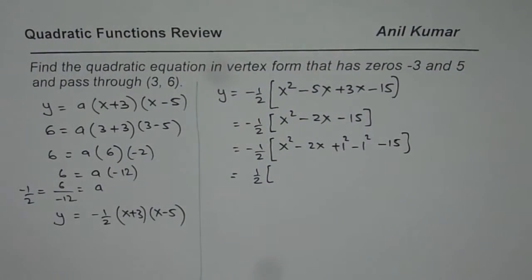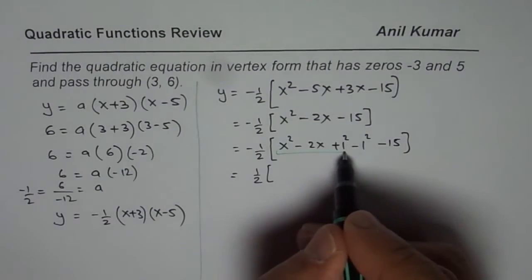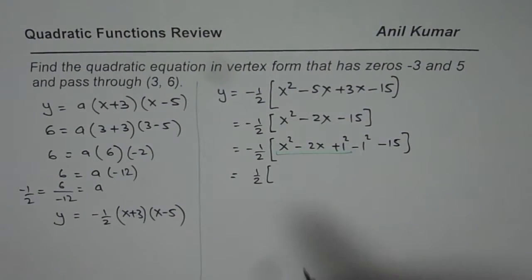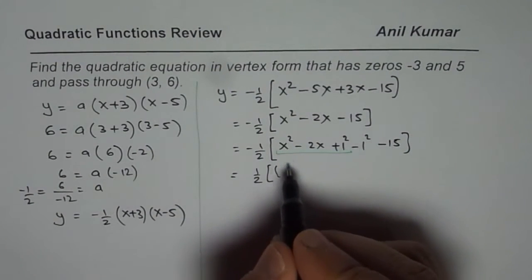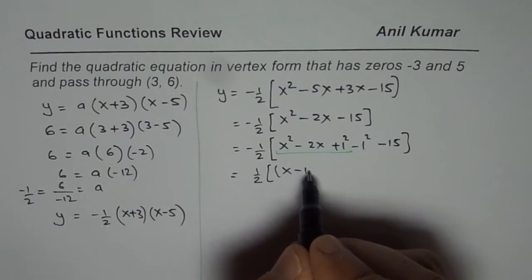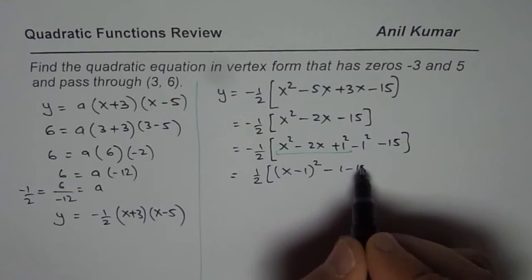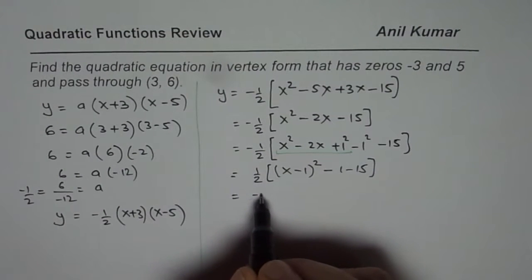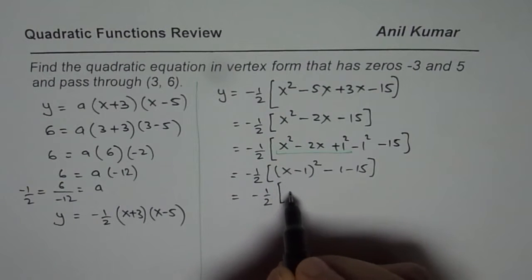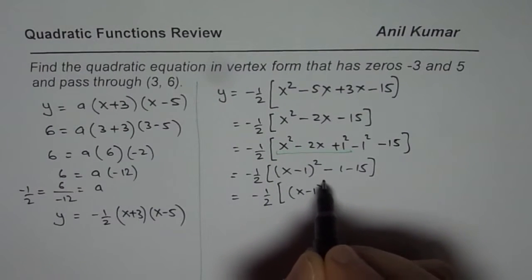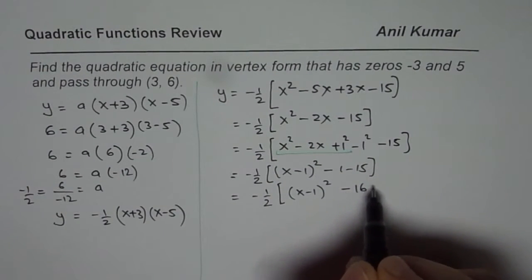Now these three terms form a perfect square, right? That is the idea. This is the completing the square method. So we could write this as (x minus 1) whole squared, and here we have minus 1 minus 15. So now we could write this as, I forgot to write minus half, and we have (x minus 1) whole squared. Combining this we get minus 16.